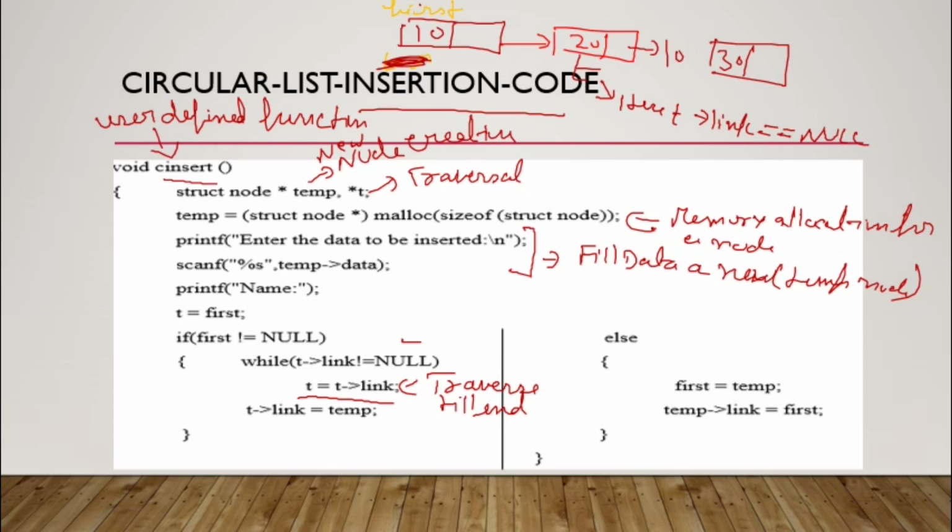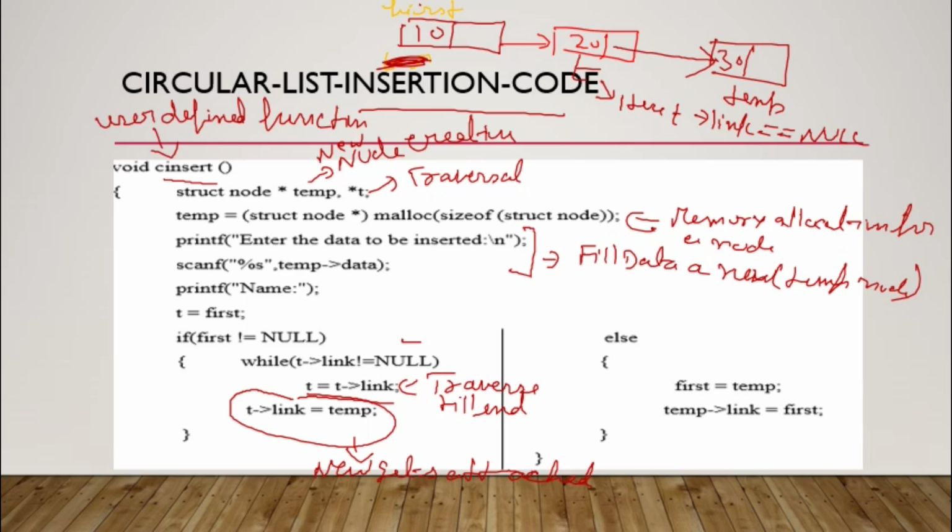Now I have to attach. Here I am doing t of link is equal to temp. When I do this, the new node gets attached. The null that was there in the diagram, that new link will be created. We know that this is temp, so this will be attached now.